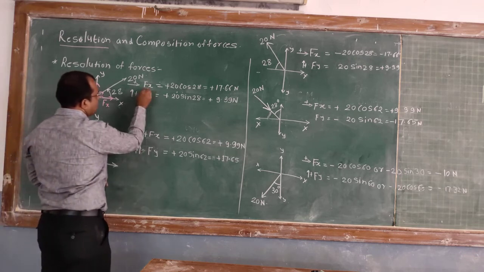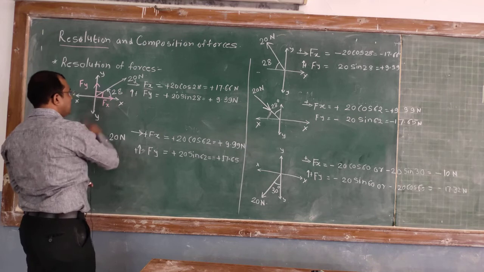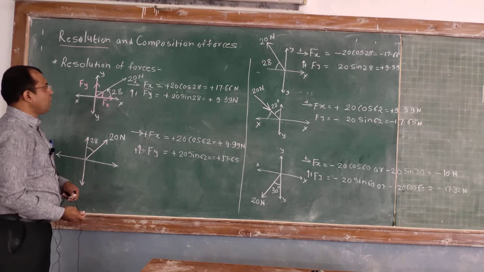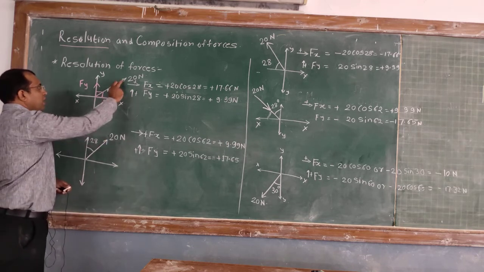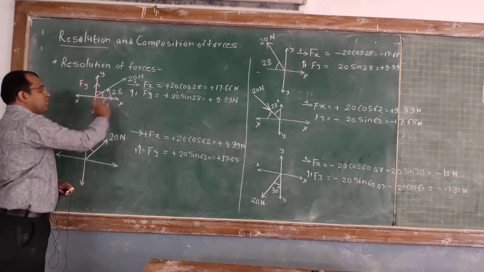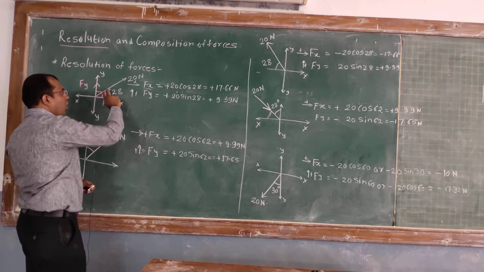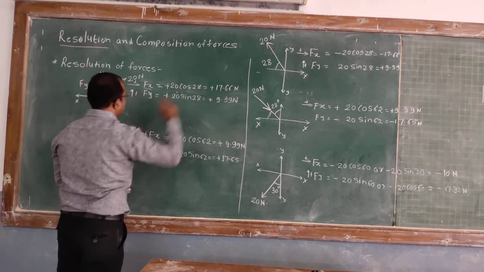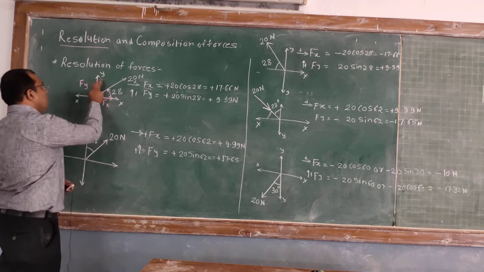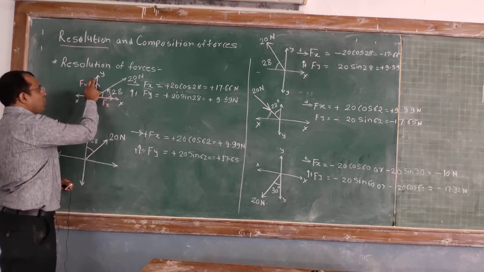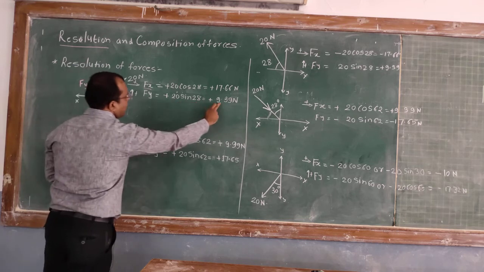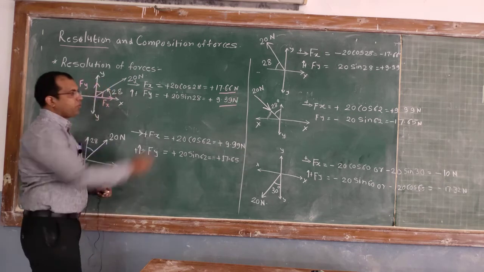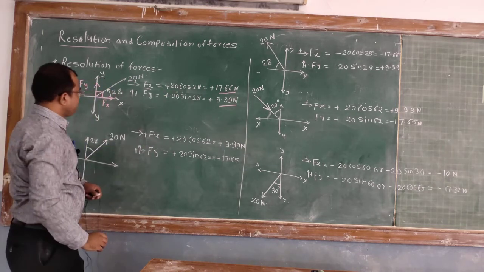Let's take the first: we have to resolve this force into its x direction. What is the formula? We already learned it in the third lecture: F cos theta. Here F is 20 and theta is 28 degrees, so 20 cos 28 is 17.66 Newton. The other component, in the y direction, is 20 sin 28, which is 9.39 Newton. You can find these answers by substituting the values using a calculator.